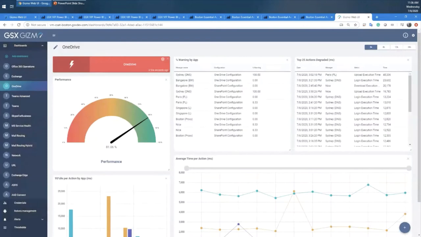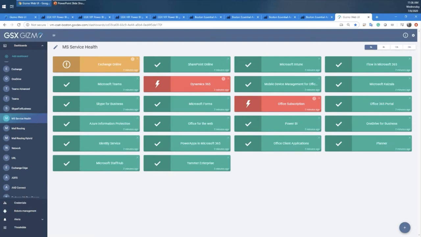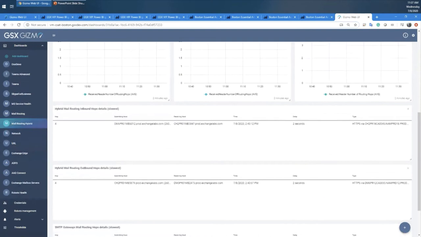For ADFS, we can see authentication time and certificate details. And in Microsoft Service Health, you can see updated Microsoft advisories. And for mail routing, some examples are you can configure an Echo and on-prem to cloud and internal to external routing. You can see the message, time it takes to deliver the message, and also its hop counts. And Gizmo provides a powerful set of possibilities to manage and continually improve your Office 365 end user experience.